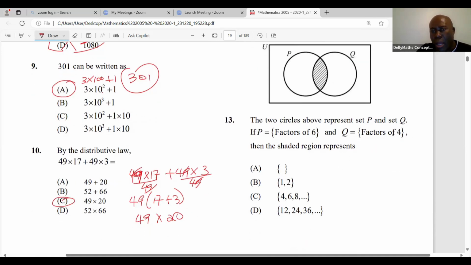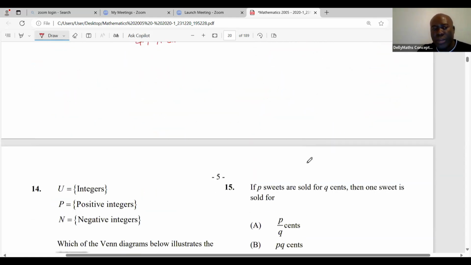Let's take a look at the diagram. It says the two circles above represent set P and set Q. If P is the factors of 6, and Q is the factors of 4, what is going to be the shaded region? Factors of 6, we could quickly list them: 1, 2, 3, and 6. Factors of 4: 1, 2, and 4. What is common here is actually 2 and 1. So the shaded region is where the numbers that are factors of 4 are also factors of 6, and 2 and 1 satisfy that.